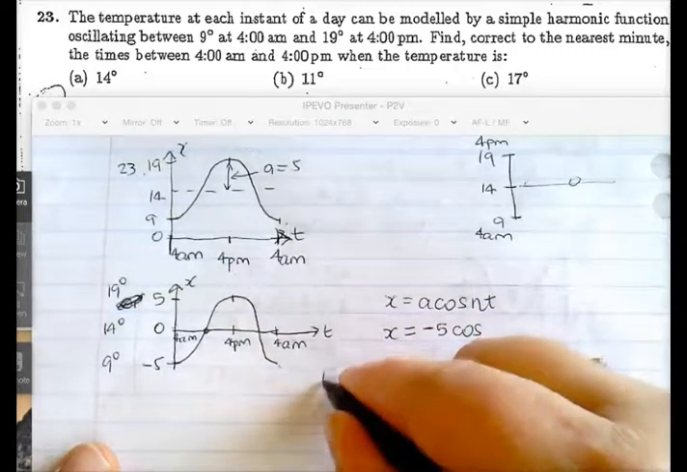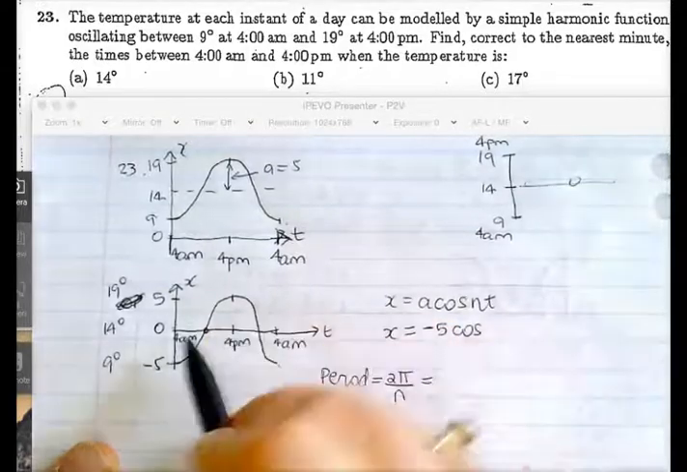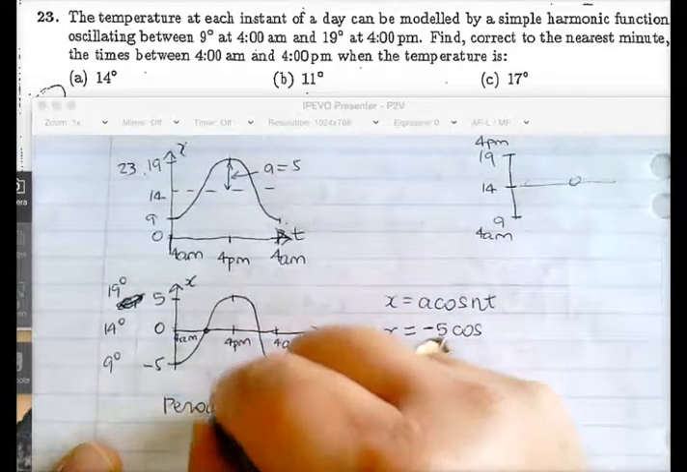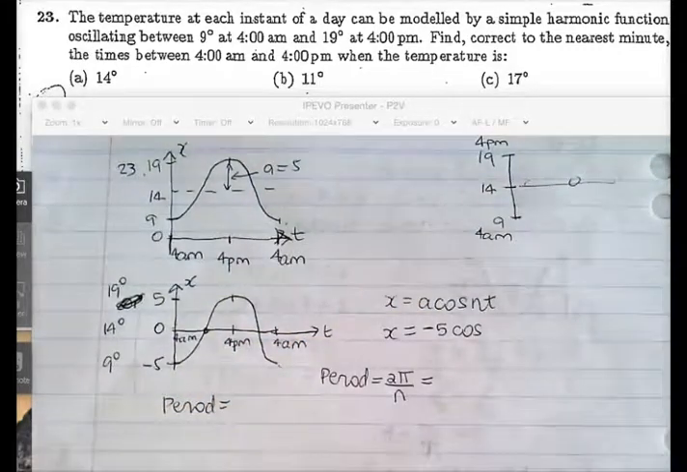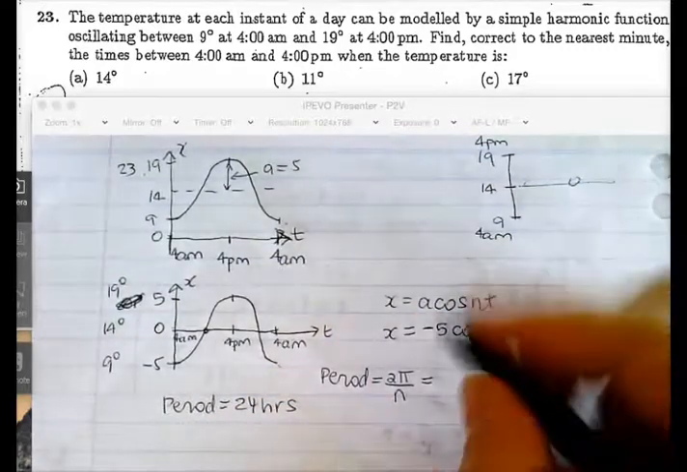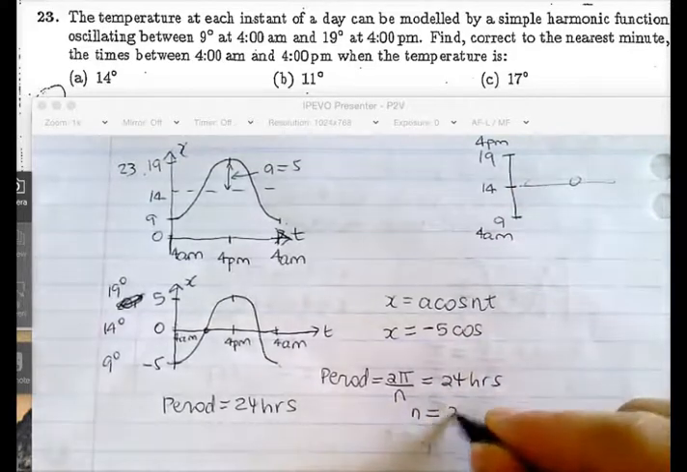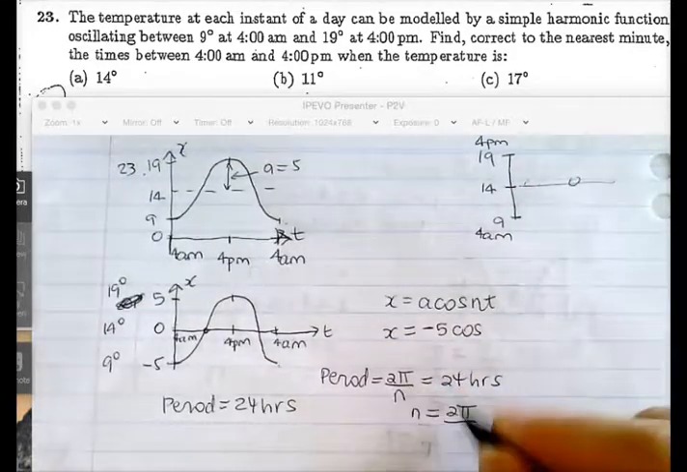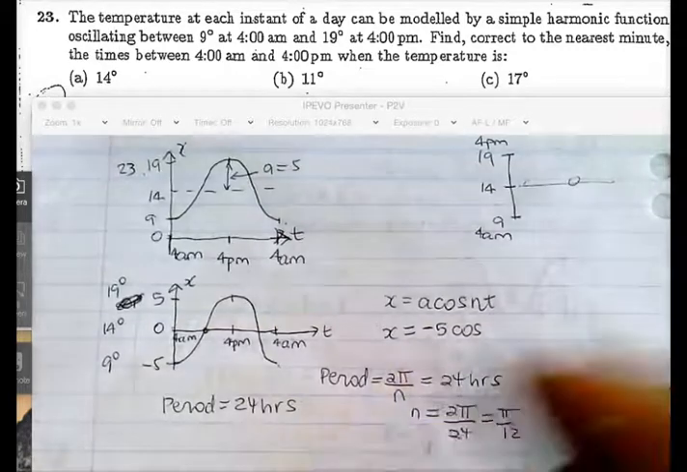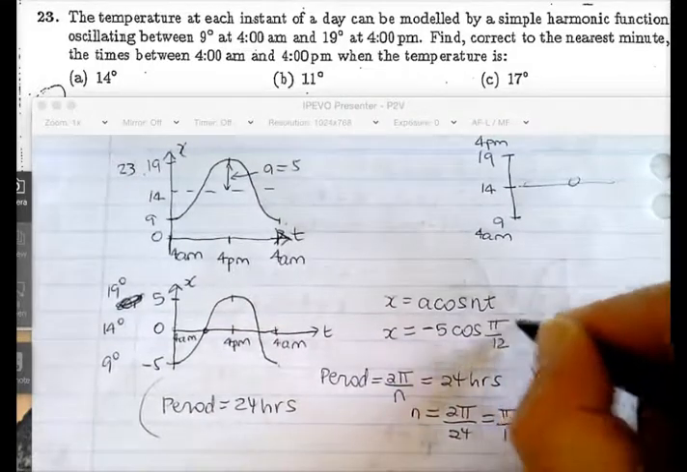Let's work out what n is. Period equals 2 pi on n. You can see the period from there to there. What's the period? How long does it take for one complete curve? 24 hours. So therefore, the period, which is 2 pi on n, is 24 hours. Therefore, n is what? 2 pi on 24, which is pi on 12. So your equation is x equals -5 cos pi on 12 t.